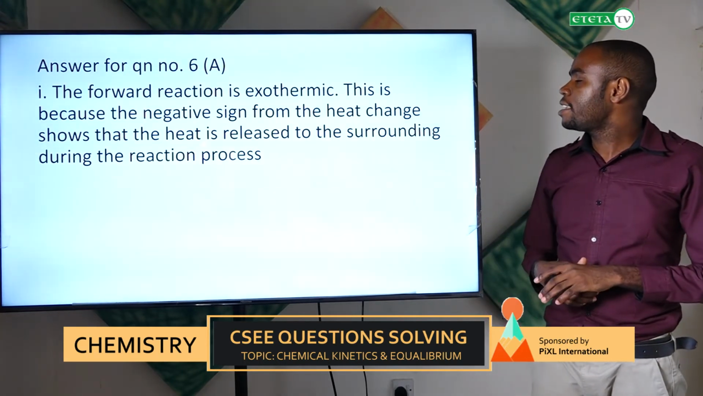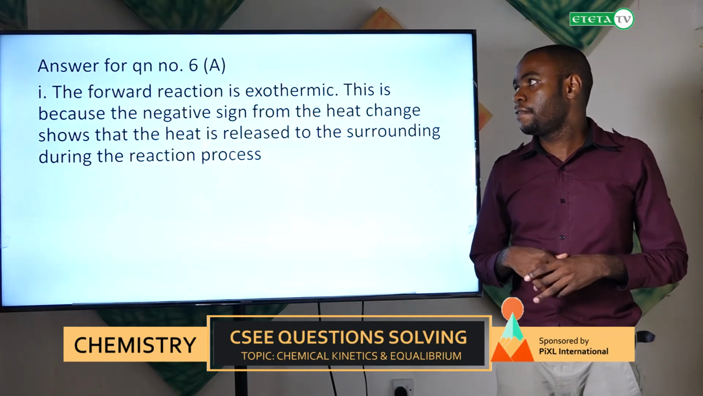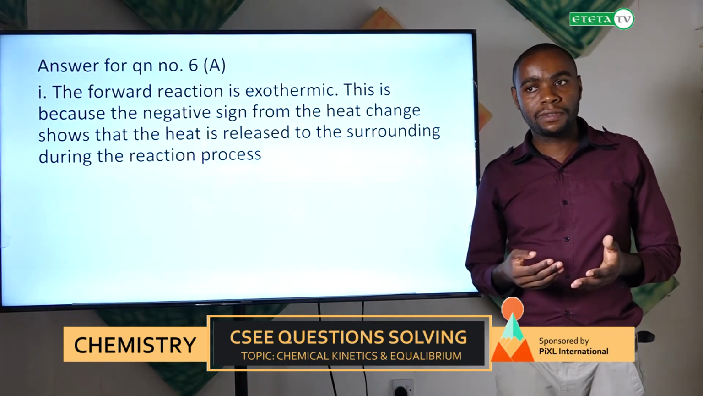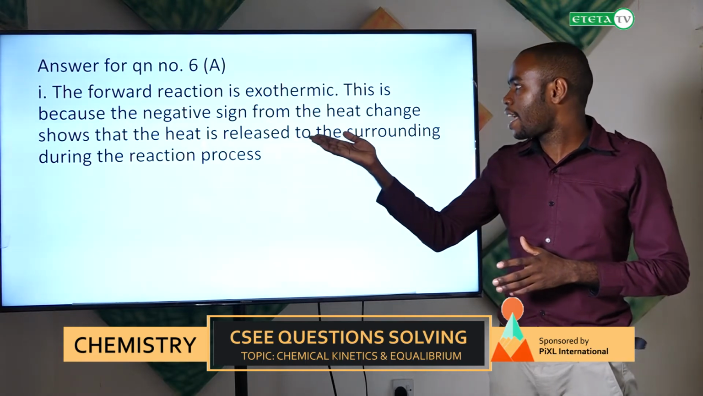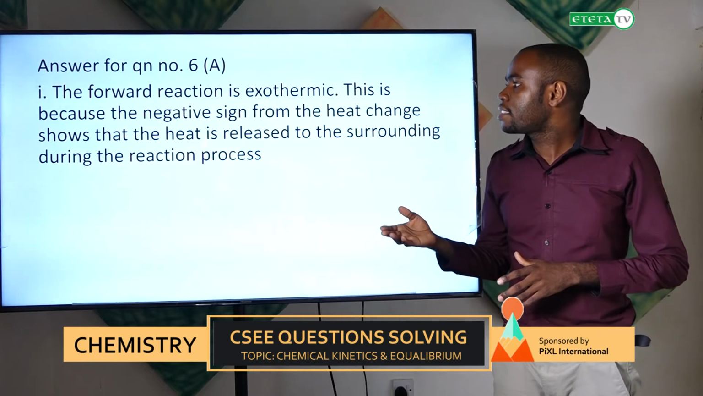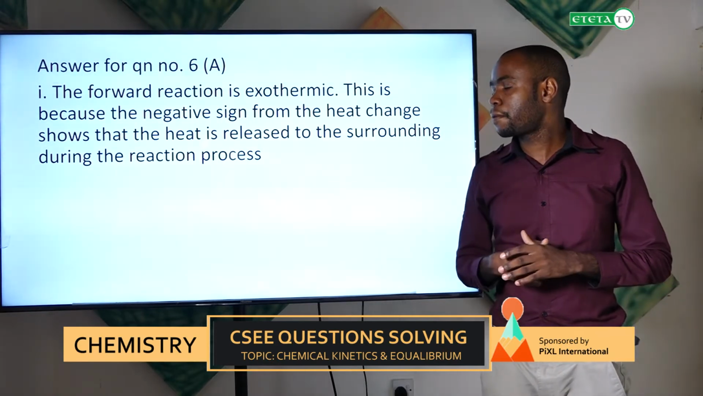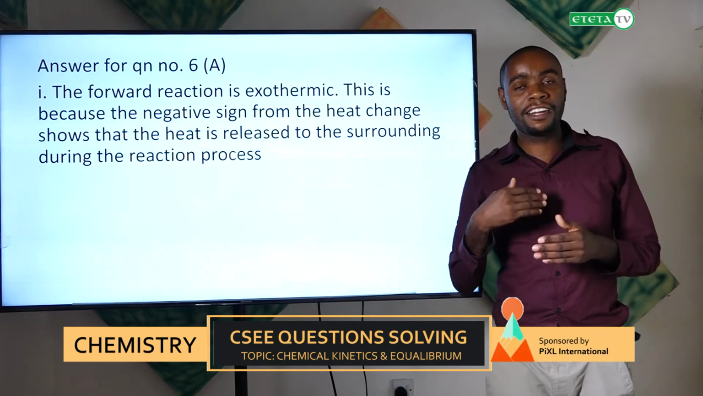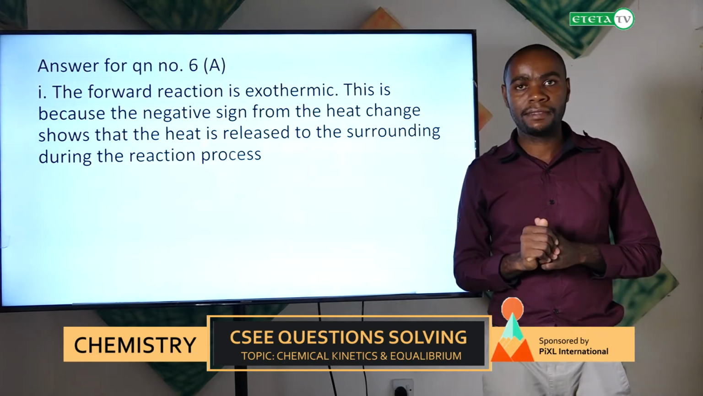The forward reaction is exothermic, as the question asks if the reaction is exothermic or endothermic. Why? This is because the negative sign from the heat change shows that the heat is released to the surrounding during the reaction process. So if the heat is released to the surrounding, this means that the reaction is exothermic.